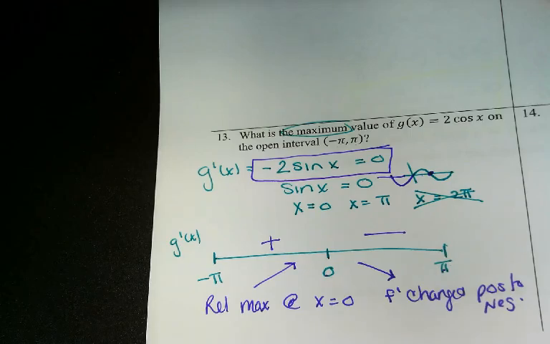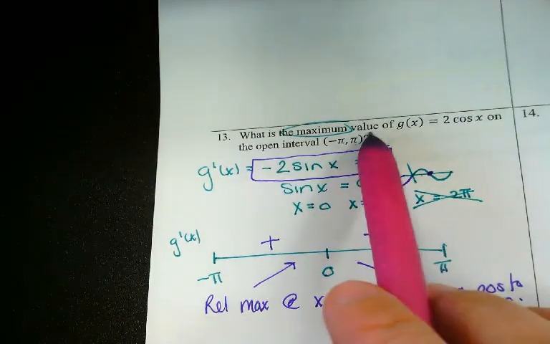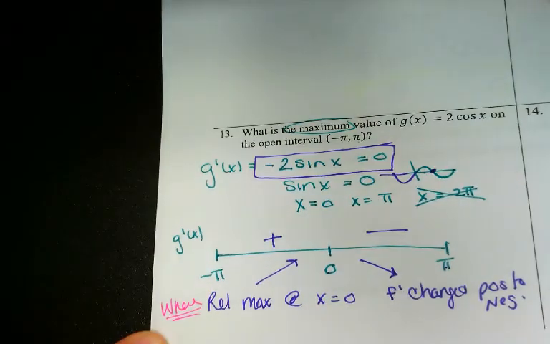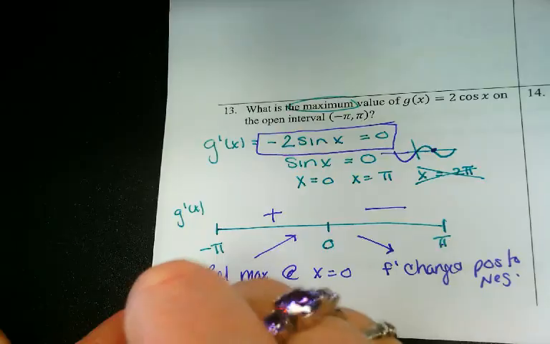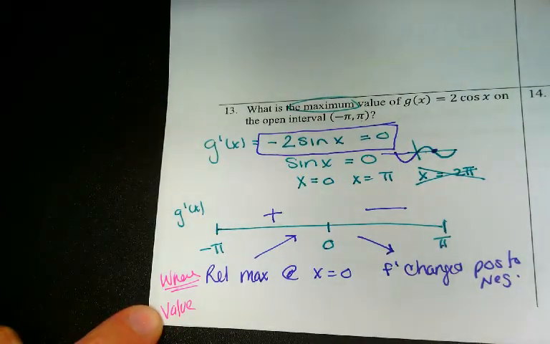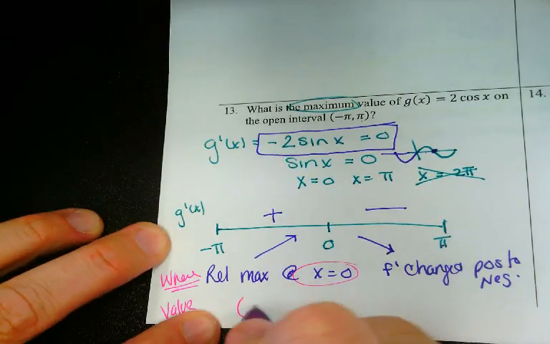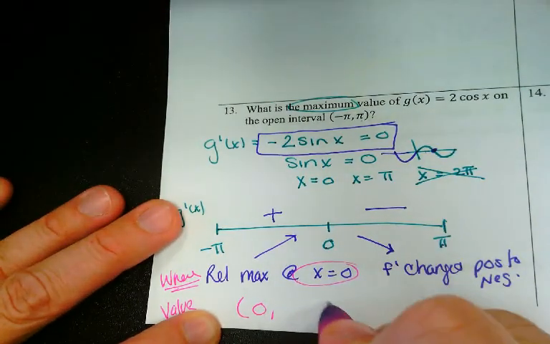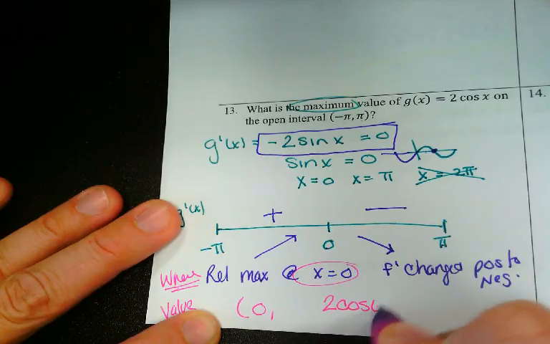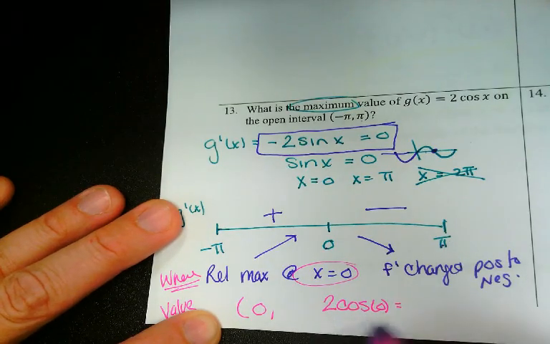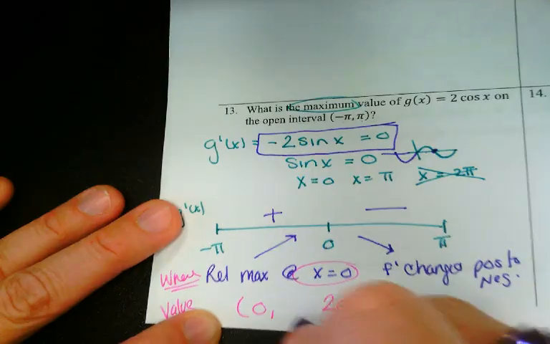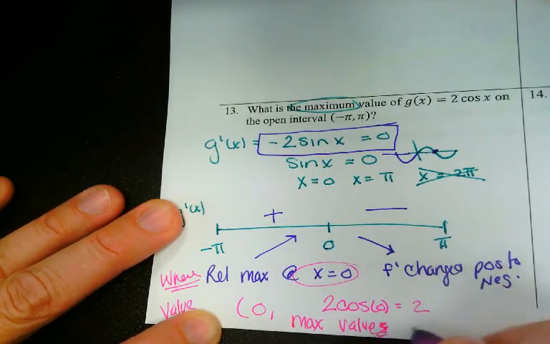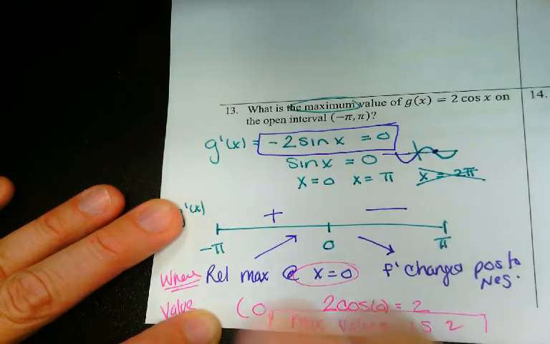Now this question actually was worded differently. It actually said, what is the maximum value? So this is where the max occurs, but now it wants the value of the max. Okay, so now I have to go actually figure out how tall the graph is at 0. So all I have to do is find the y value at 0. So I'm just going to plug 0 back into that original function. 2 times the cosine of 0. Cosine of 0 is just 1. So I would say the maximum value is 2. Does that make sense?